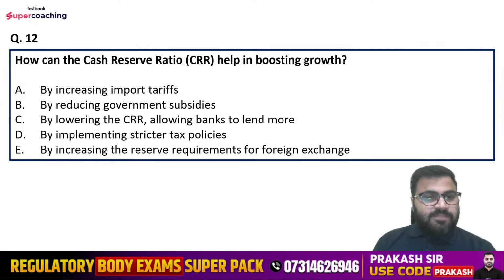Options are by increasing import tariffs, by reducing government subsidies, by lowering the CRR, allowing banks to lend more, by implementing stricter tax policies, or by increasing the reserve requirements for foreign exchange. So how can the CRR help in boosting growth? Tell me.